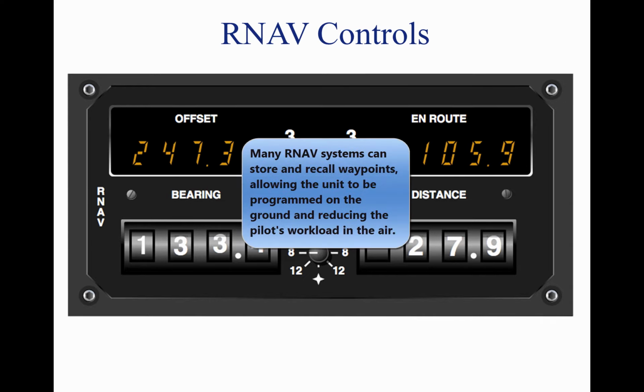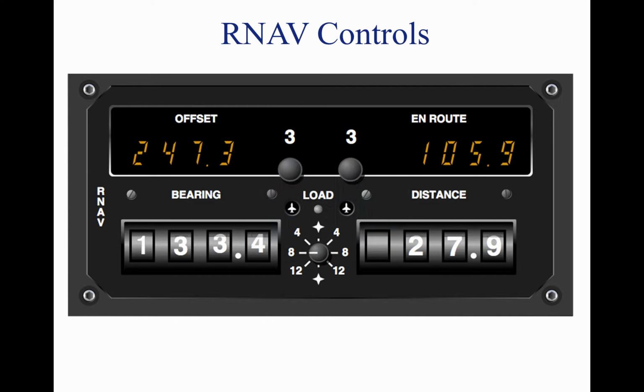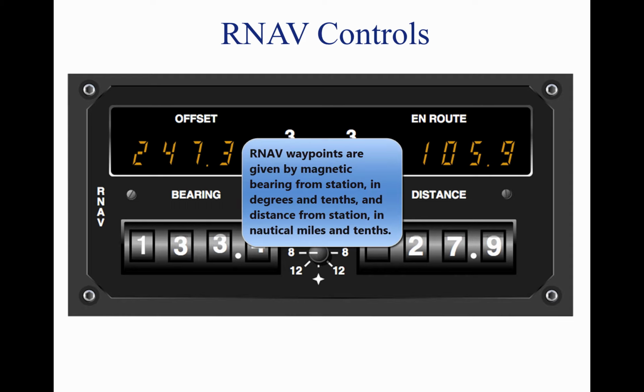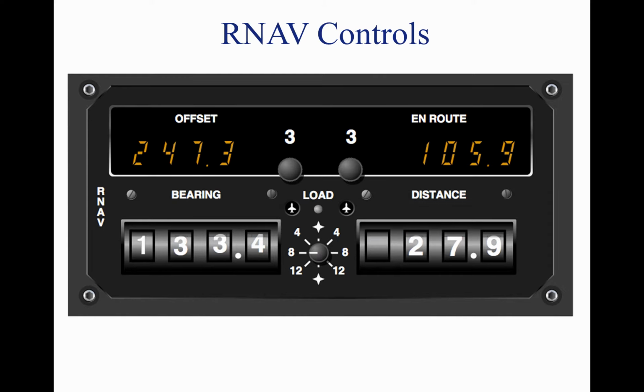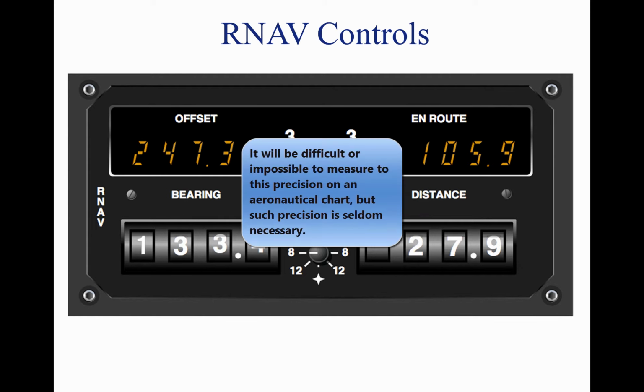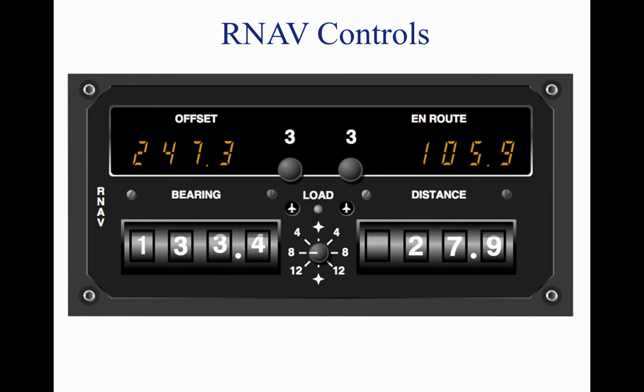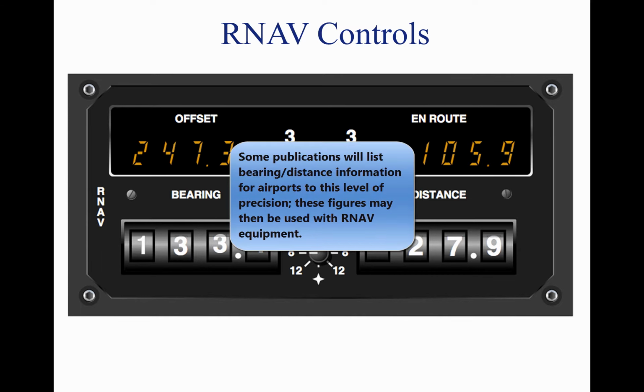Many units have the capability to store several waypoints, allowing them to be programmed prior to flight if desired and called up in flight. RNAV waypoints are entered into the unit in magnetic bearings, radials, of degrees and tenths, and distances in nautical miles and tenths. When plotting RNAV waypoints on an aeronautical chart, pilots find it difficult to measure to that level of accuracy, and in practical application it's rarely necessary. A number of flight planning publications publish airport coordinates and waypoints with this precision, and the unit accepts those figures.